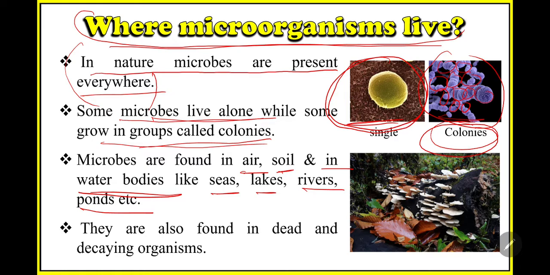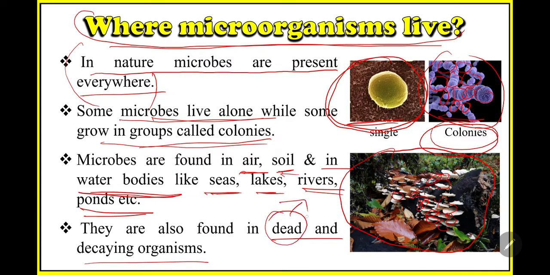They are also found in dead and decaying organisms. Look at this image. You have all seen this type of situation around you. If there is a dead plant, you may have seen mushrooms on it. What are these? These are nothing but microorganisms, fungi. Microorganisms can live in air, soil, and water bodies like seas, lakes, rivers, and ponds. Along with them, they can also live in dead and decaying matter.